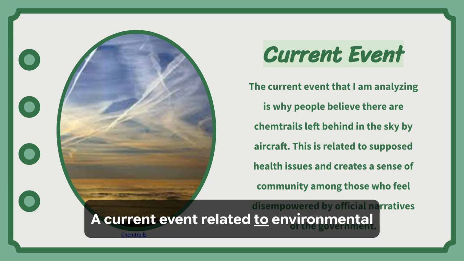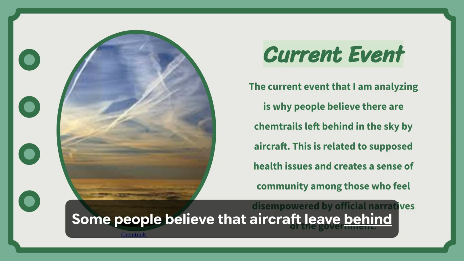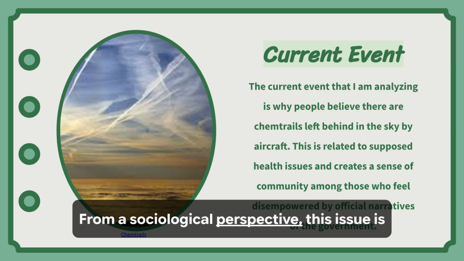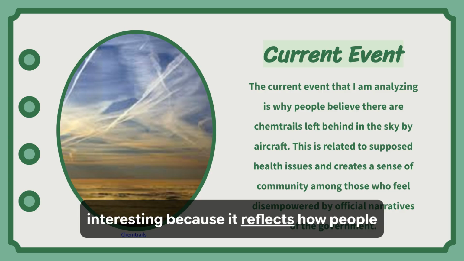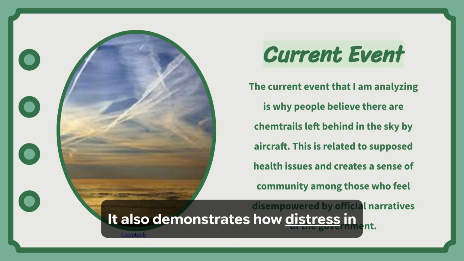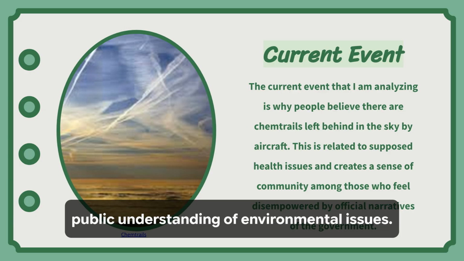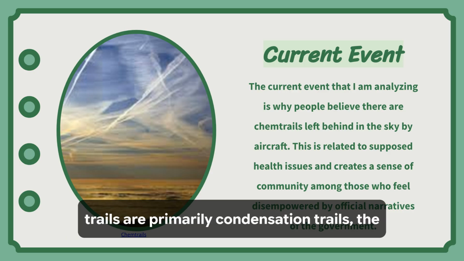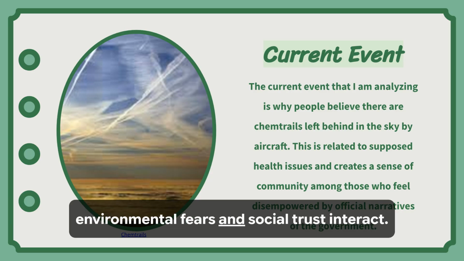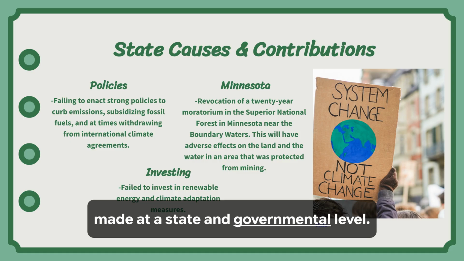A current event related to environmental sociology is the belief in chemtrails. Some people believe that aircraft leave behind chemicals in the sky that negatively affect health and the environment. From a sociological perspective, this issue is interesting because it reflects how people respond to uncertainty and environmental concerns. It also demonstrates how distrust in governments and institutions can influence public understanding of environmental issues. While scientific evidence shows these trails are primarily condensation trails, the belief itself helps us understand how environmental fears and social trust interact.